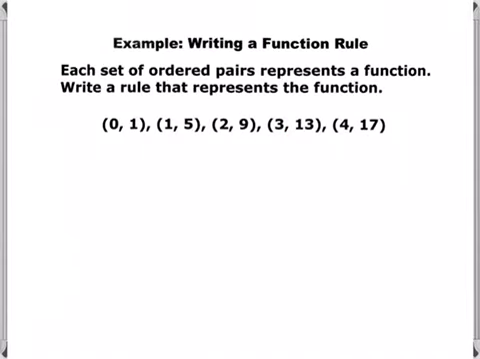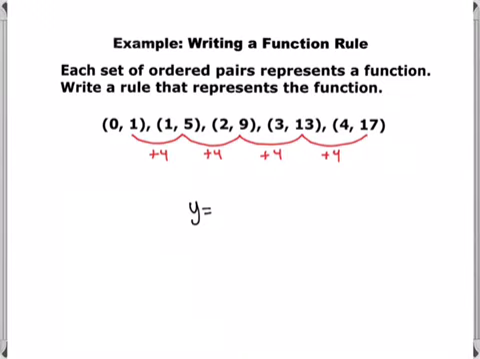And the next one, each set of ordered pairs represents a function. Write a rule that represents the function. So once again, we want to go ahead and figure out our y values. So 1 to 5 would be plus 4. 5 to 9 is plus 4. 9 to 13 plus 4. 13 to 17 plus 4. So this is something we're familiar with because we've got a constant increase by 4. And so this is just a linear function.